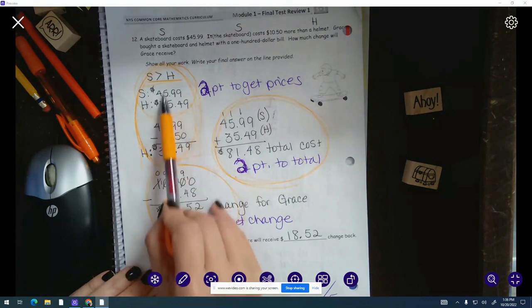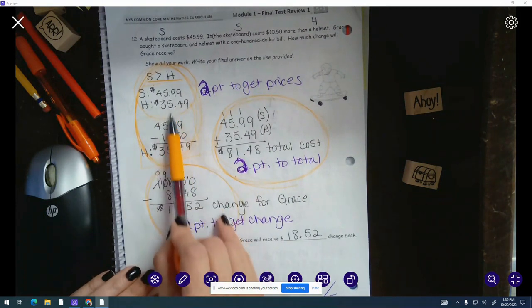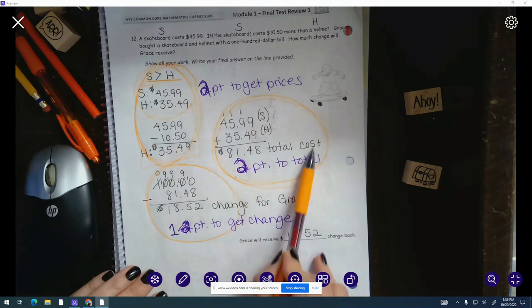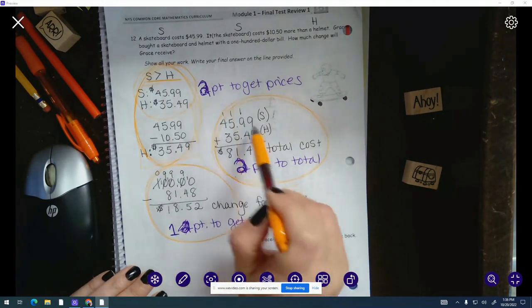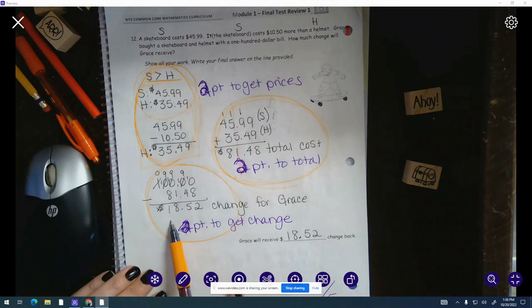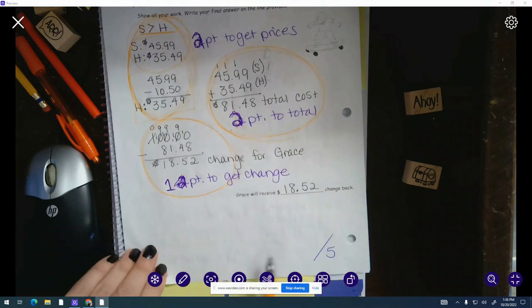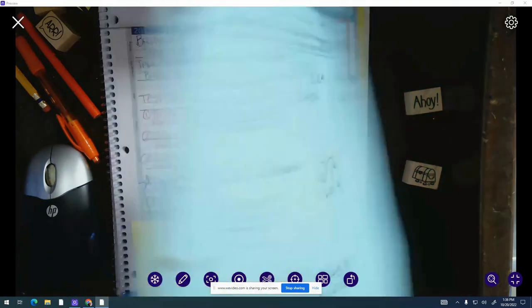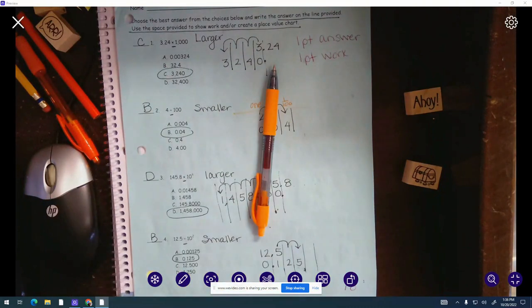2 points if you can properly identify the values of the skateboard and the helmet. 2 points if you properly add them together, the whole thing, the setup, the lining up of the place values. And 1 point if you can properly subtract from the number to find out how much change is left. So this whole problem, this whole setup is 5 points. That's a big one. I want to wish you the best of luck.